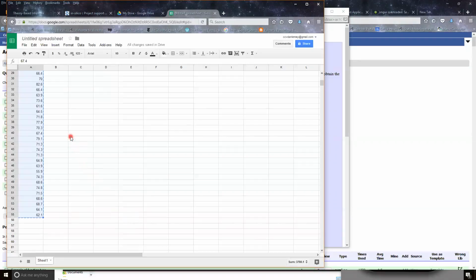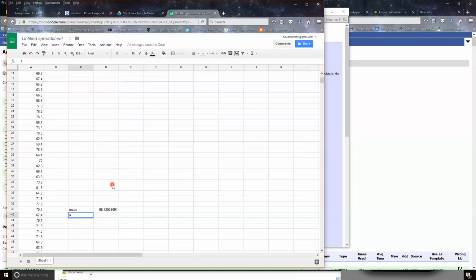I could calculate the mean and the standard deviation from here, and then use that in the applet. Let's do that. So I'm going to write the word mean. I'm going to do equals average. I'm going to highlight all those cells, just clicking and dragging. You could type it in if you want. So that's what it says the mean is.